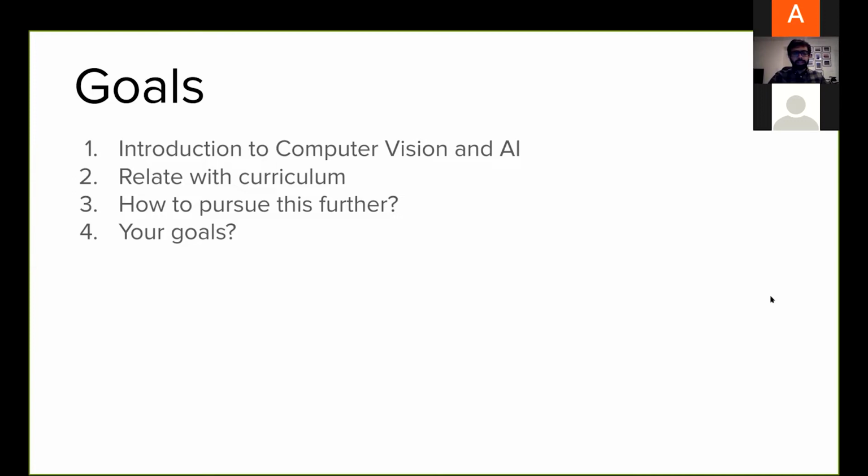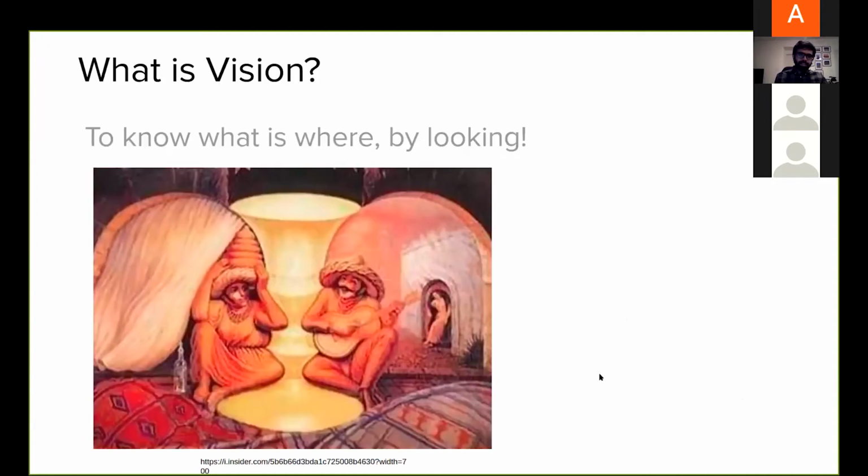And other than that, I want to understand what your goals are, what you are curious about, and is there anything that you're expecting? I'll make sure that I include that in my talk as well. So feel free to unmute yourself and tell me what you're looking forward to in this talk, or anything that you know about computer vision, anything basically. I just want to start from the very basics.